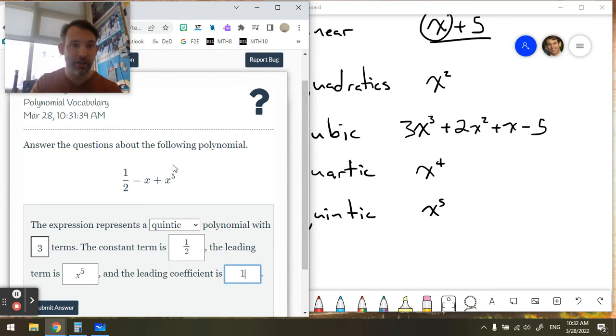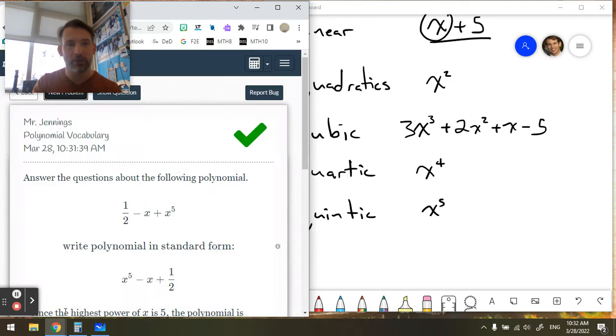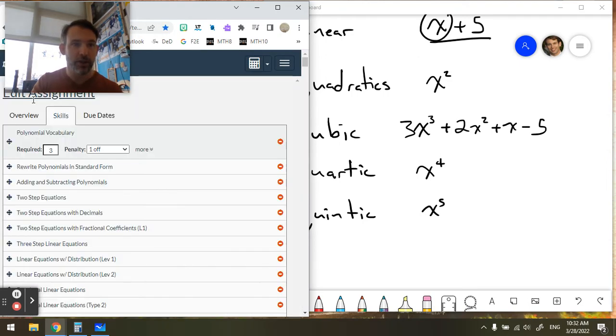So this is the tricky type of question here. There's a cheeky 1 that's hiding there. It's 1 multiplied by x to the 5. Submit answer and you'll see that I am correct. Okay, there we go. So that's how you will answer those.